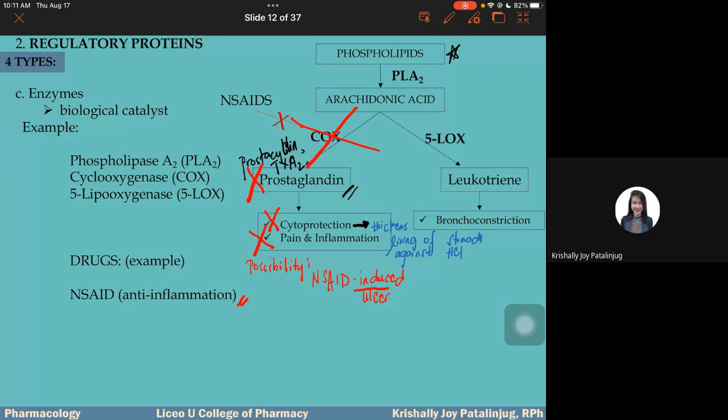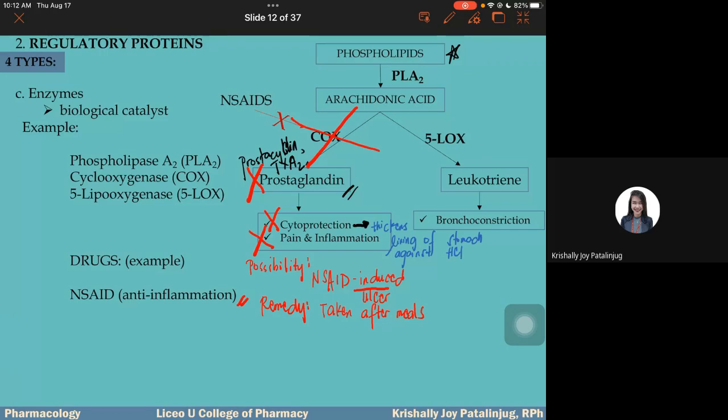That's why, as a remedy, in patient counseling, this should be taken after meals. Okay, so those are examples of drugs that target COX, an enzyme, the NSAIDs.